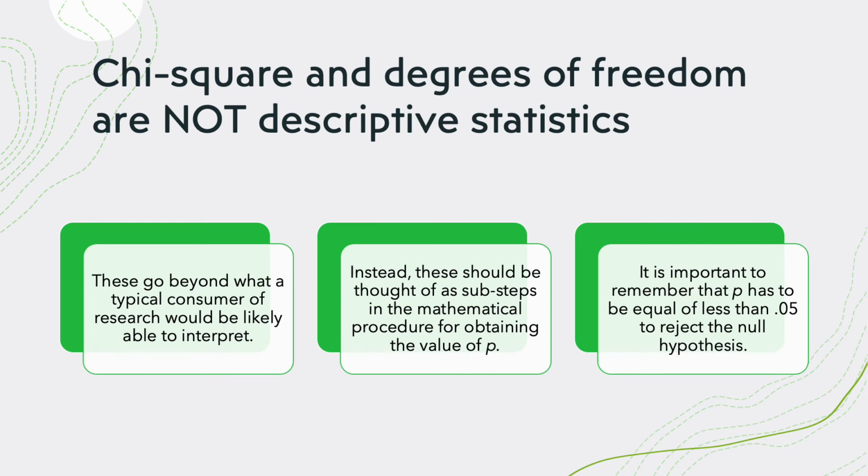Chi-square and degrees of freedom are not descriptive statistics. These go beyond what a typical consumer of research would likely be able to interpret. Instead, these should be thought of as sub-steps in the mathematical procedure for obtaining the value of p. It's important to remember that p has to be equal to or less than 0.05 in order to reject the null hypothesis.